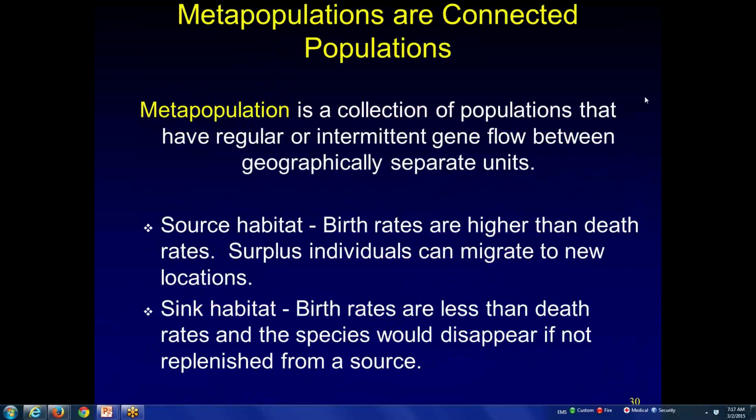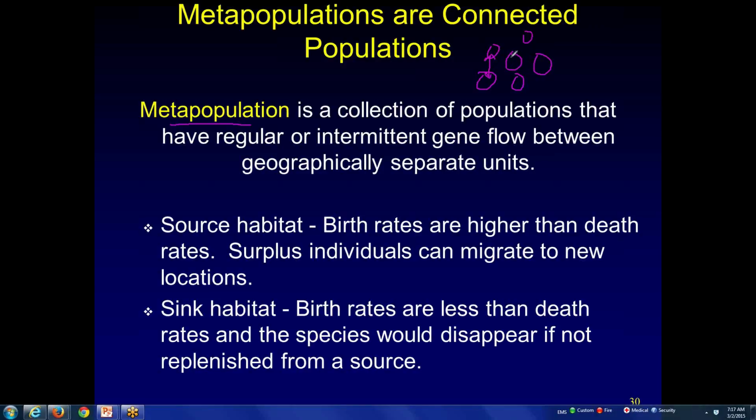Also loss of prey species because we overhunted their prey as well. Metapopulations are connected populations. So let's say we had our 6 grizzly bear populations spread out across the western U.S. Let's say they were allowed to be connected.